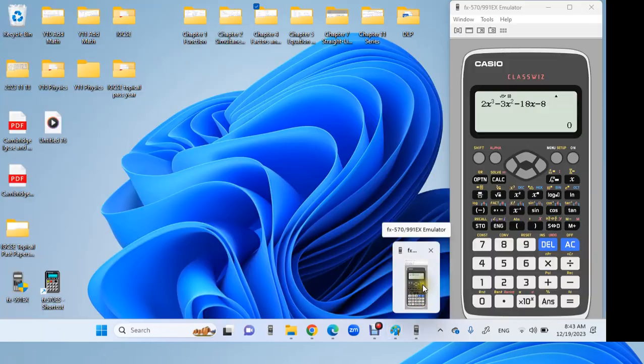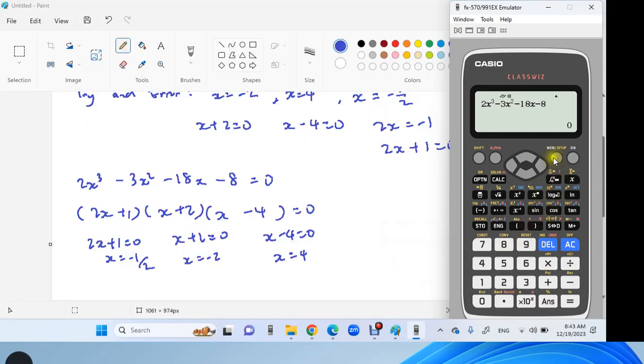So we use the calculator. Okay, menu, we go to the equation, polynomial, degree 3. So we have 2, -3, -18, and -8. Then we have the roots 4, -1/2, and -2.